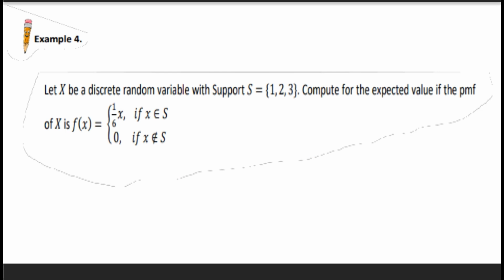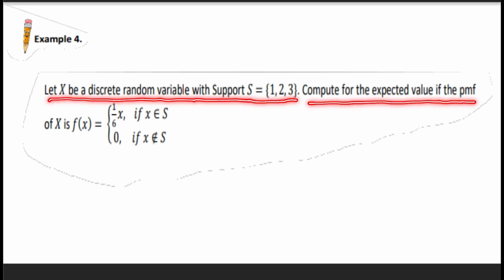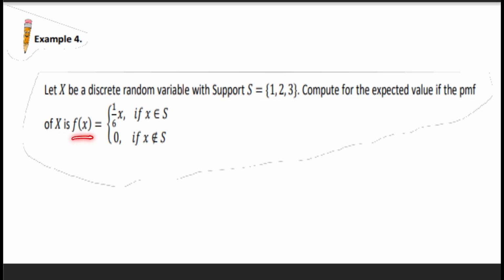Now, let's have example number 4. Let x be a discrete random variable with support S equal to 1, 2, 3. Compute for the expected value if the PMF of x is f of x equal to x over 6 if x is an element of S and equal to 0 if x is not an element of S.